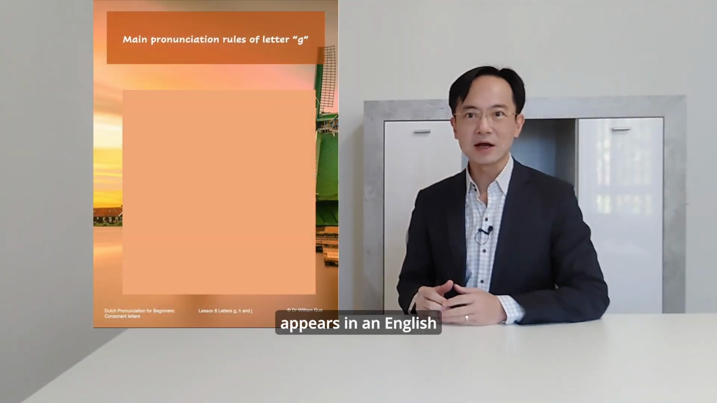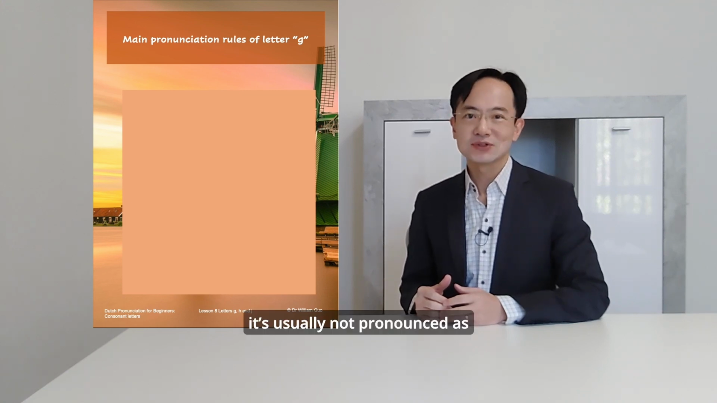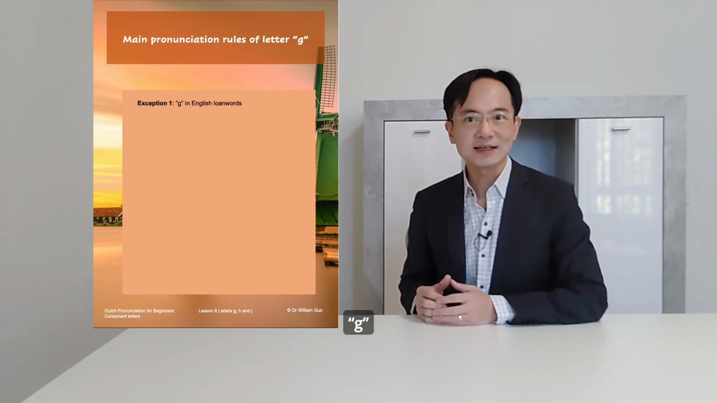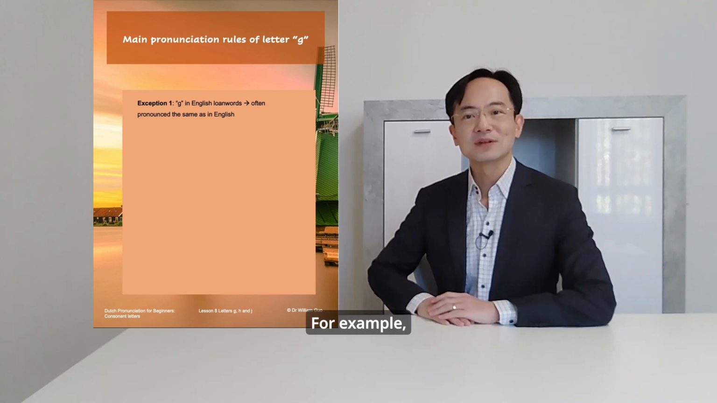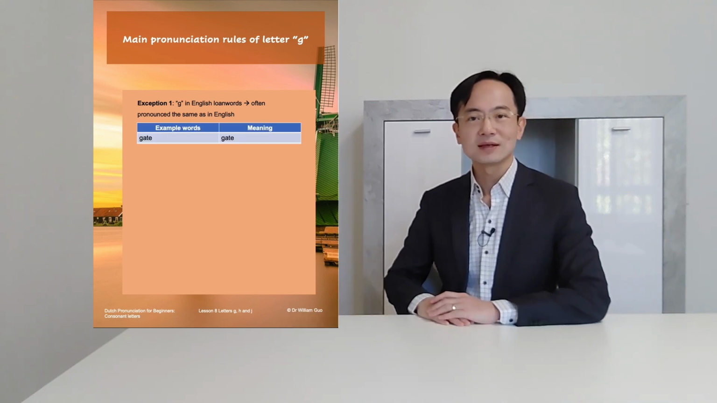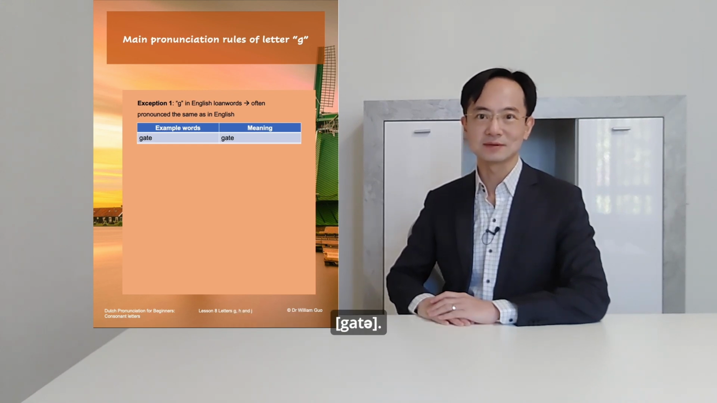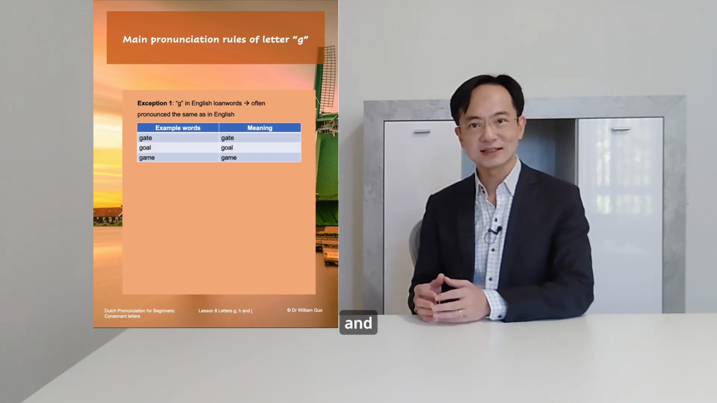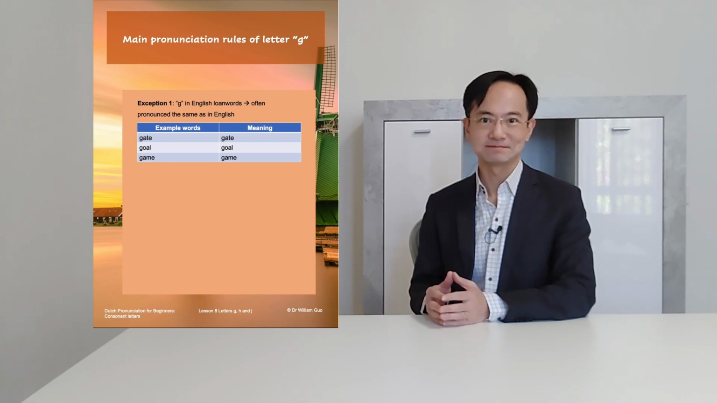If the letter G appears in an English or French loanword, it's usually not pronounced as G. In English loanwords, the letter G is generally pronounced the same as in English. For example, the English word gate is also used in Dutch. It should be pronounced simply as gate, not as gate. The same goes for the English words go and game. They're simply pronounced the same as in English.